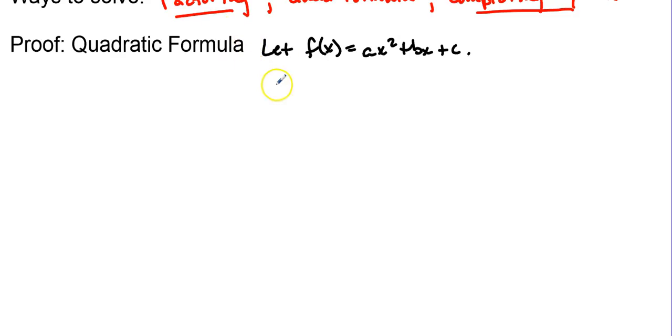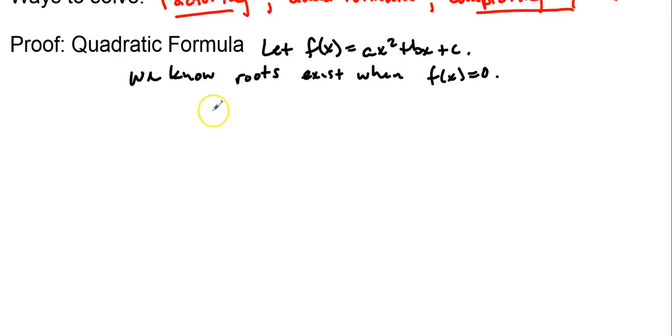The quadratic formula is based on completing the square. So we're going to let f of x equal ax squared plus bx plus c. We start with a quadratic function. Next step, we know that we can find roots when f of x equals 0. So let's go ahead and set it equal to 0. We've got ax squared plus bx plus c is equal to 0. The next step is just going to be completing the square.